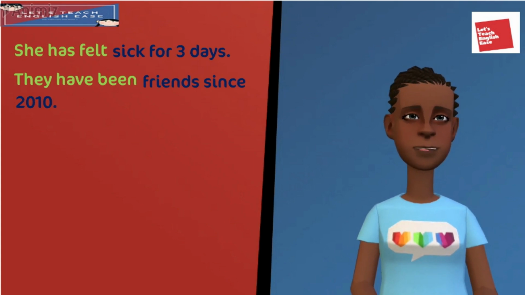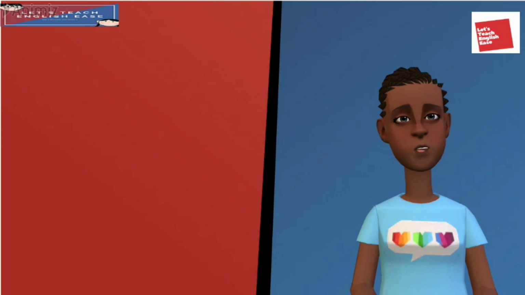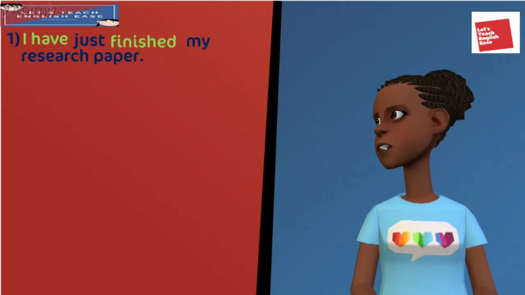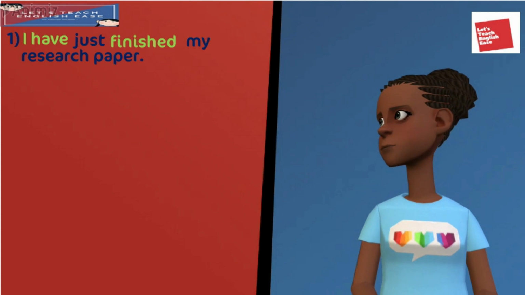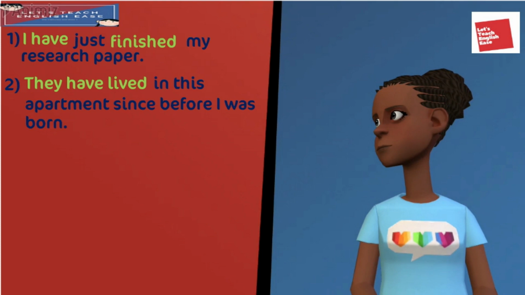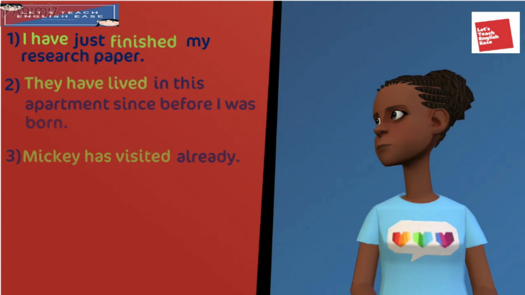Here are more examples. Keep an eye out for the auxiliary verbs and past participles. I have just finished my research paper. They have lived in this apartment since before I was born. Mickey has visited already.